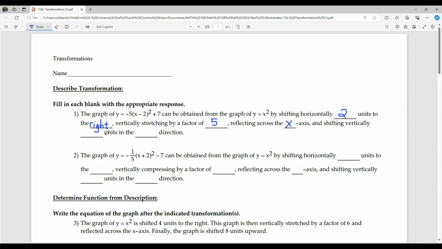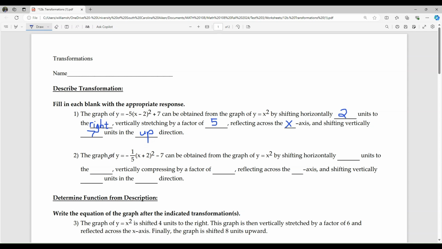And shifting vertically, how many units? Vertical shifts are on the outside here. That would be the 7. So 7 units in the, it's a plus here, so we know it's in the up direction. You can say up or upward. I'm just going to write up because that's what I could fit there with my little pen.